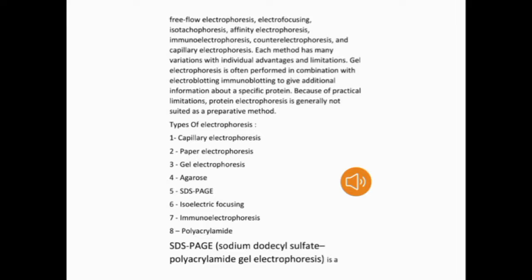Gel electrophoresis is often performed in combination with immunoblotting, to give additional information about a specific protein. Because of practical limitation, protein electrophoresis is generally not used as a preparative method.